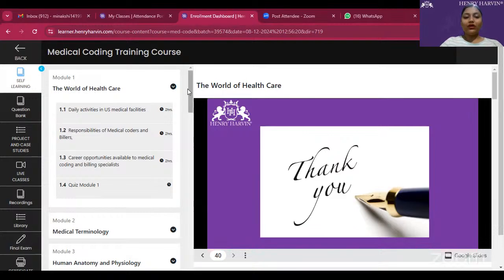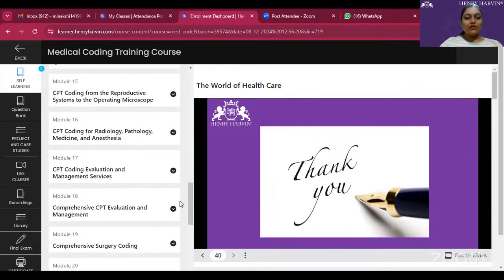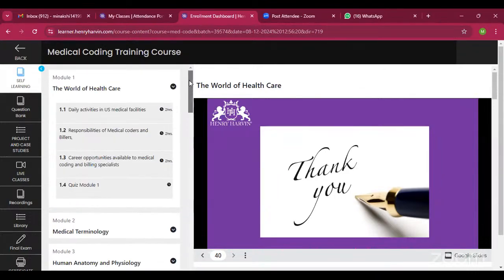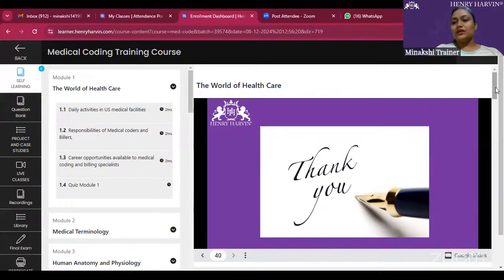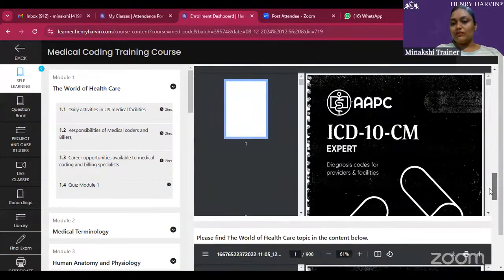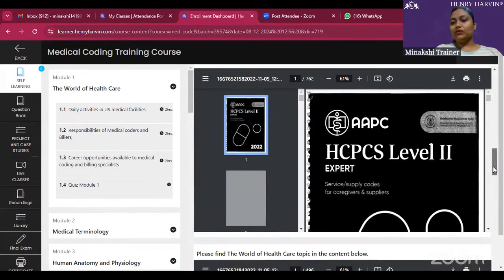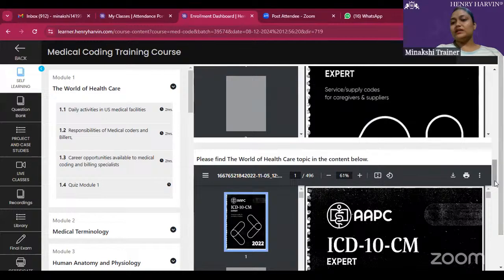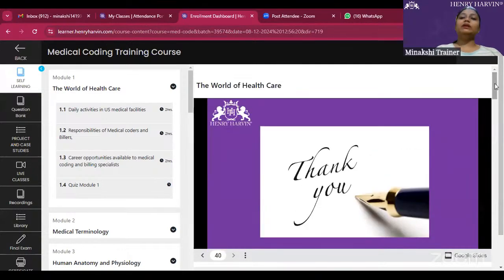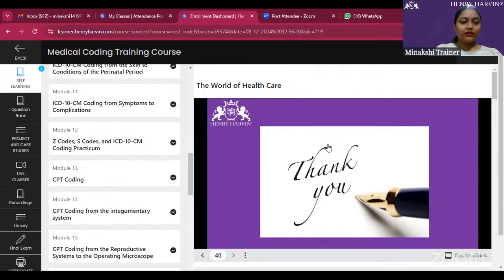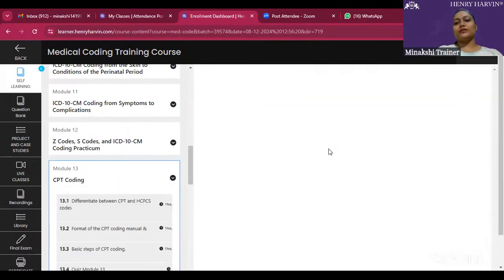If you scroll down the left-hand side scroll bar, a lot of modules are present. Every module carries a chapter wise explanation. You can go through that. If you scroll down the right-hand side scroll bar, a soft copy of the book will be available. You can download the book from the portal itself, and the hard copy of the book will be delivered to your address. Let's say you want to learn CPT coding. You can go to module number 13 and click on that. The page can be downloaded here.